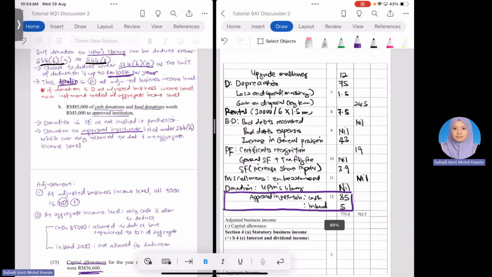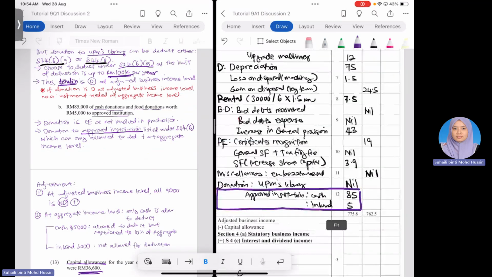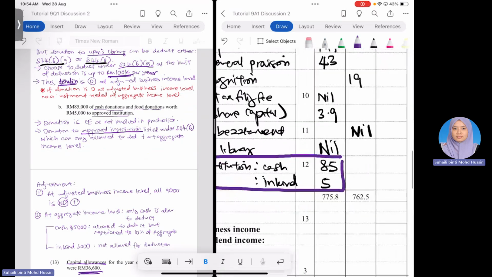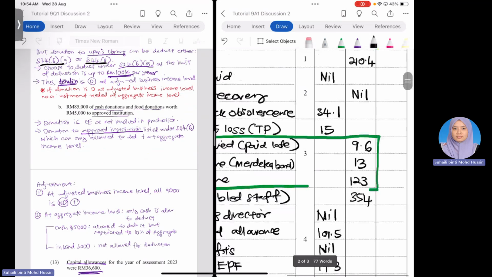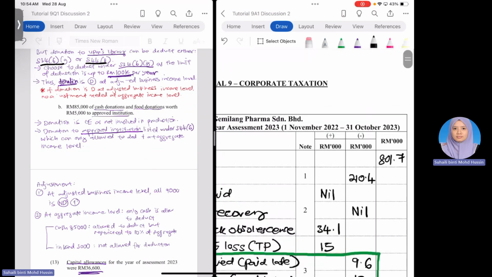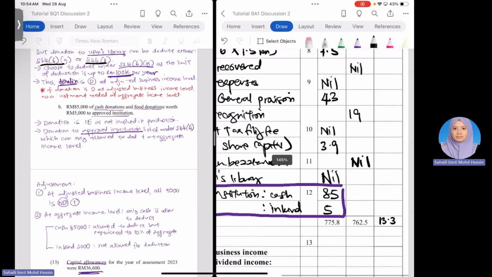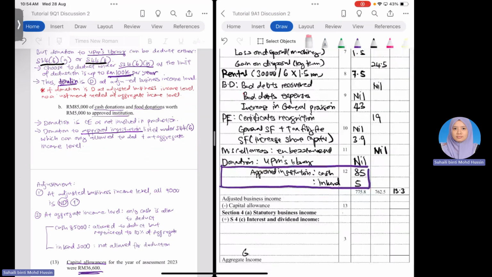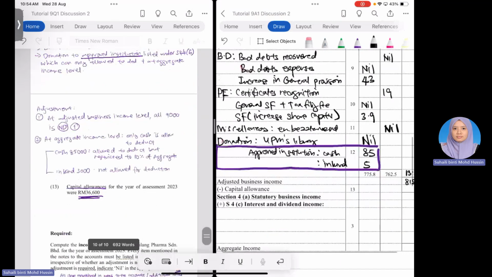Then you minus out the plus column minus the minus column, you get the difference amount, RM13,300. And then plus back the net profit before taxation just now, RM801,700. Then you get the adjusted income amount. Okay, you should get 815, and then minus capital allowance.